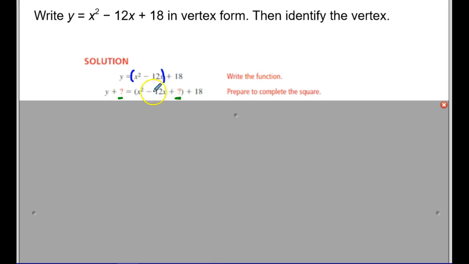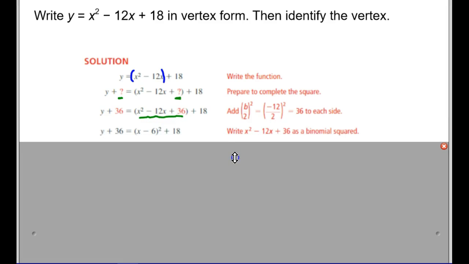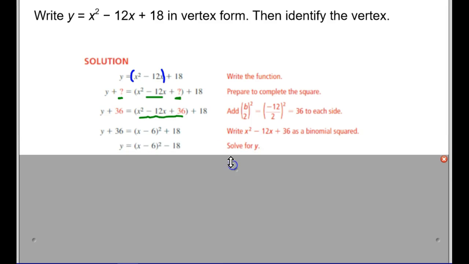So again, I take my b term, which is this negative 12, divide by 2 and square it. So a negative 12 divided by 2 is negative 6. Square that is 36. So I can go ahead and add my 36 to both sides. Well, so now I need to kind of simplify this piece, right? Because this does not look like vertex form. So I go ahead and write that as my binomial squared. And again, I get this negative 6 by dividing my b term by 2. And now I can kind of simplify one more time. So I want to get y all by itself, so I subtract 36 from both sides.